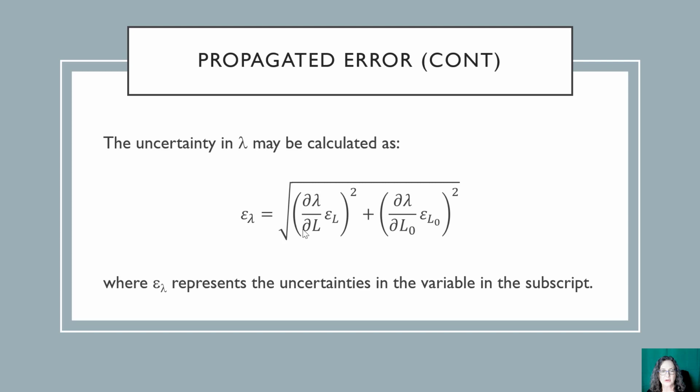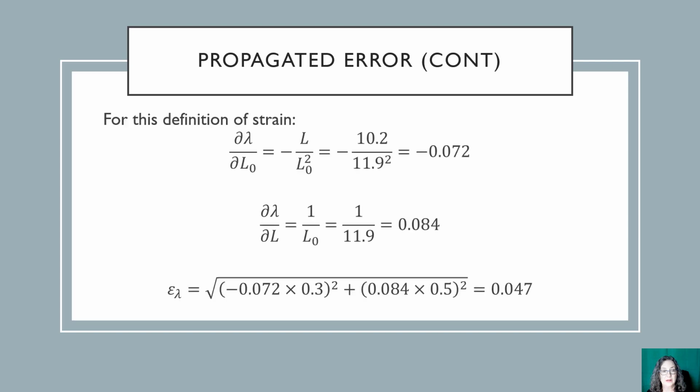And so I could go through and do this. All I need to know is what is the function for lambda as a function of L and L naught. Now in this case, it's just L over L naught. So these calculations are not too difficult. D lambda dL naught is negative L over L naught squared. D lambda dL is 1 over L naught. Plugging numbers in, I get negative 0.072 and 0.084.